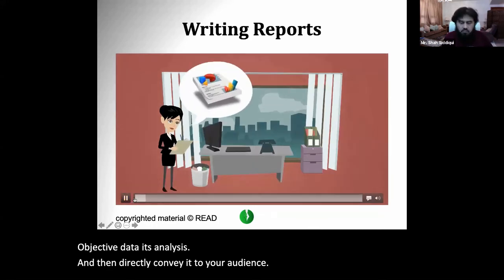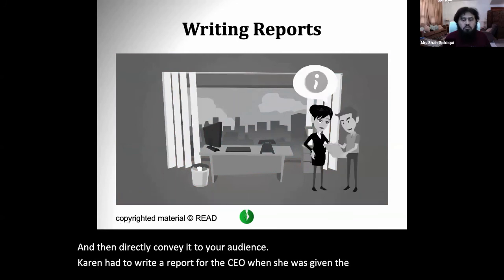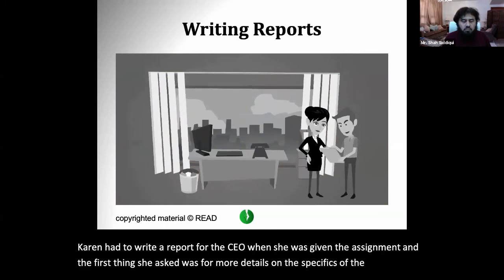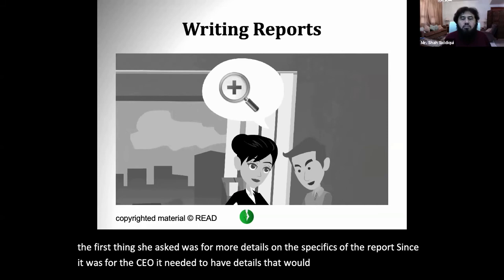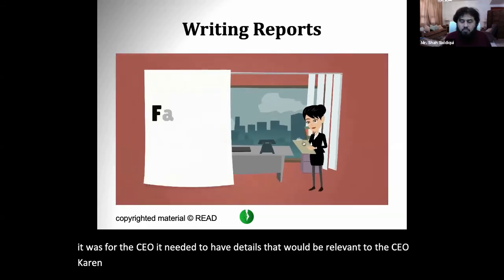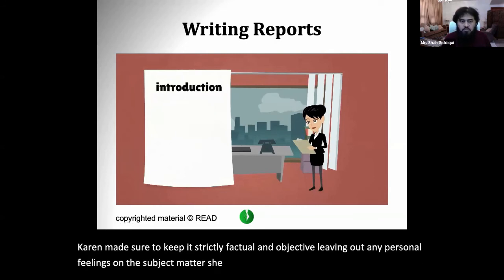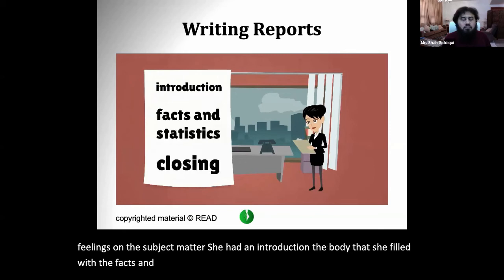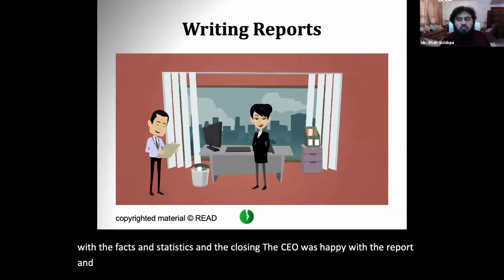Karen had to write a report for the CEO. When she was given the assignment, the first thing she asked for was more details on the specifics of the report. Since it was for the CEO, it needed to have details that would be relevant to the CEO. Karen made sure to keep it strictly factual and objective, leaving out any personal feelings on the subject matter. She had an introduction, the body that she filled with the facts and statistics, and the closing. The CEO was happy with the report, and she successfully helped him and the company.